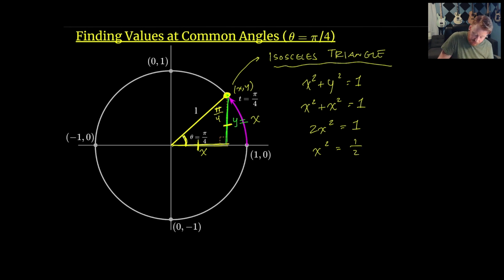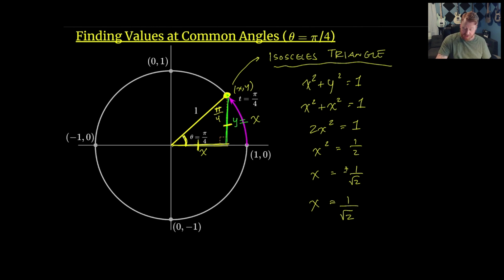And if I take the square root of both sides, I will get that x is equal to plus or minus 1 over the square root of 2. Since we're in the first quadrant here, everything is positive. X values are positive, y values are positive, which means that we'll be looking at the positive 1 over the square root of 2, and we'll rationalize our denominator.